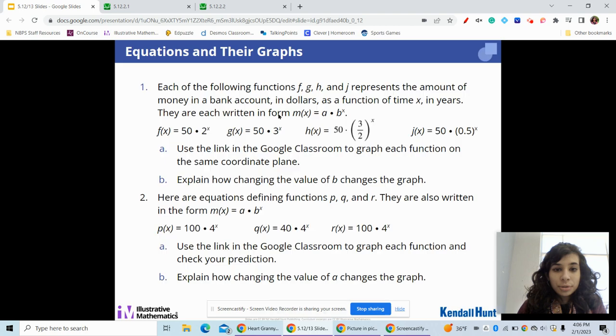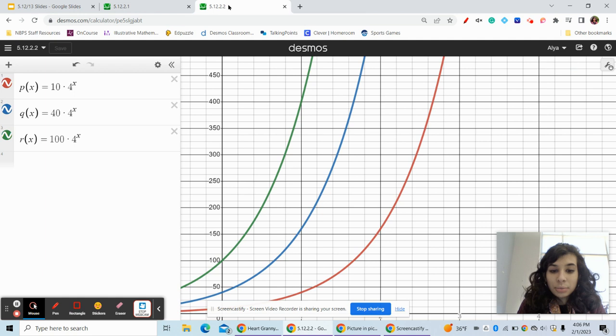So you're going to do the same with your equations defining p, q, and r. They're also written in the form m of x is equal to a times b to the power of x. P of x is equal to 100 times 4 to the power of x. Q of x is equal to 40 times 4 to the power of x. And r of x is equal to 100 times 4 to the power of x. As you will see here, your initial value changes, but your growth factor does not.